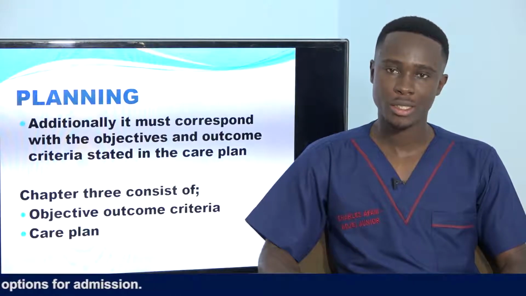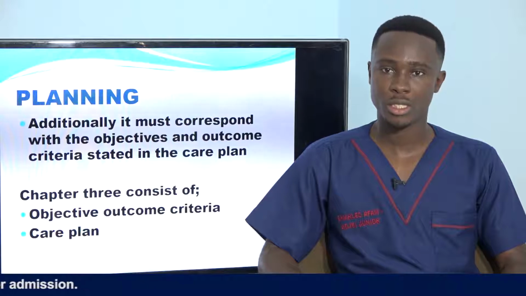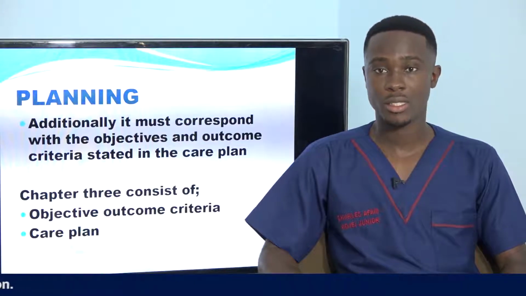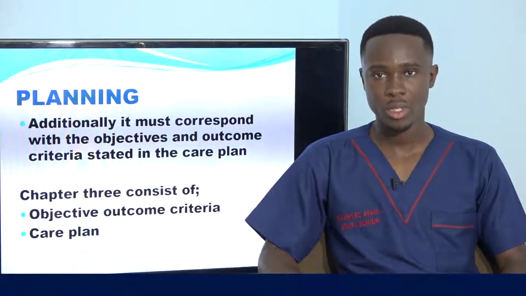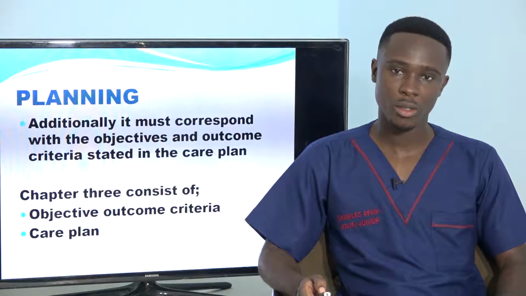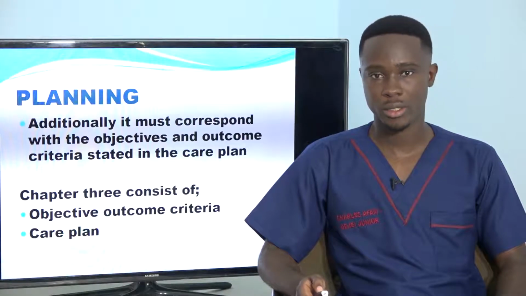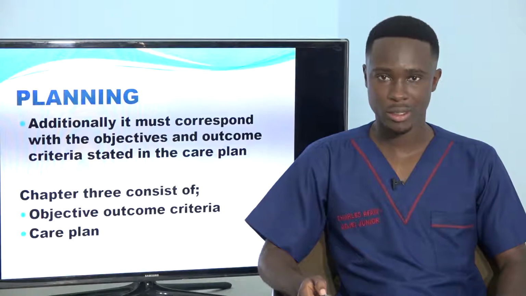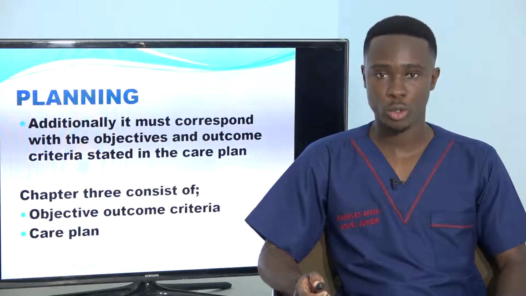So planning, additionally, must correspond with objectives and outcome criteria stated in the care plan. So that's what I just explained. So Chapter 3 consists basically of objective and outcome criteria and care plan. These are the two major headings under Module 3 or Chapter 3.